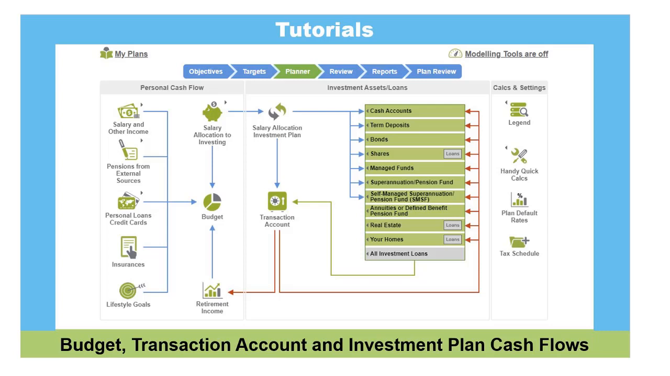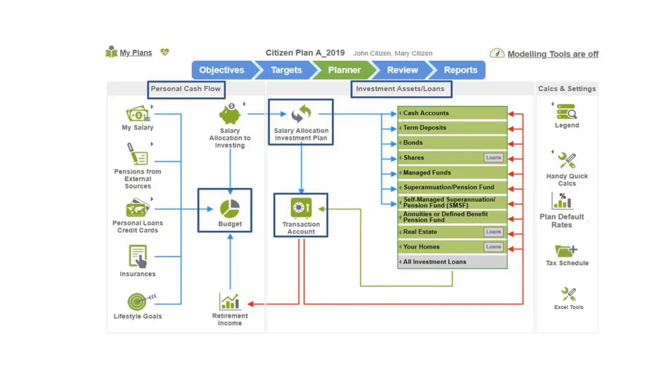To demonstrate the features of the software, different plans are used to explore the relationships between the budget, transaction account and the investment plan. The Chevron Planner page is divided into personal cash flow and investment assets and loans. Note that the home and superannuation are treated as investments.